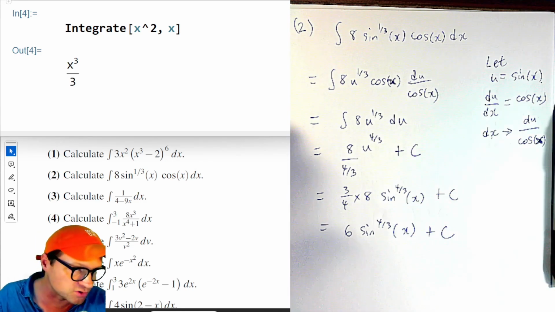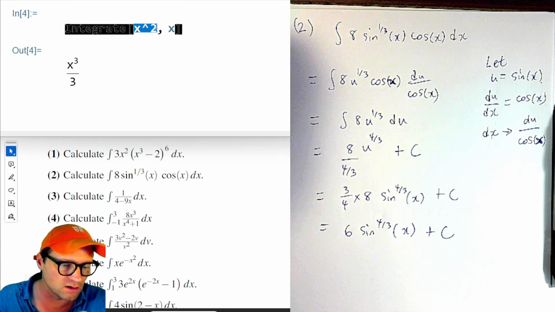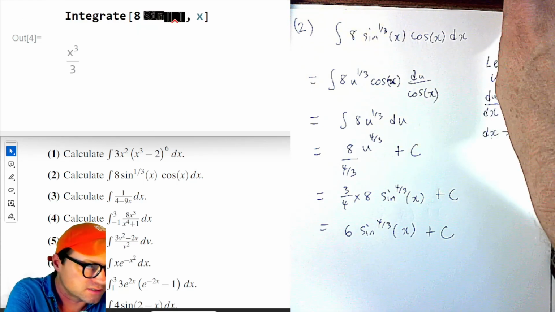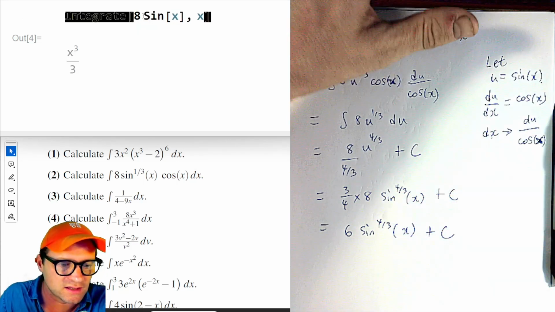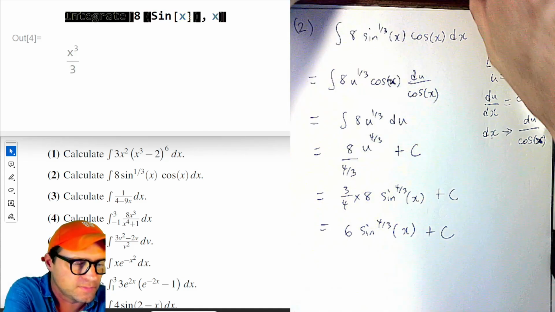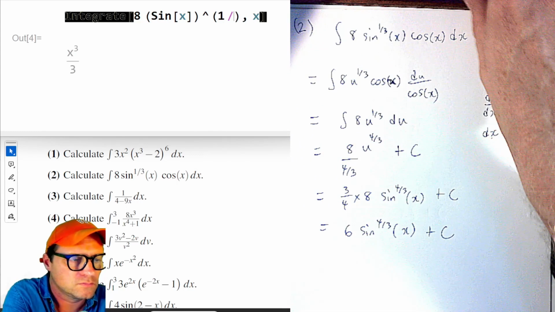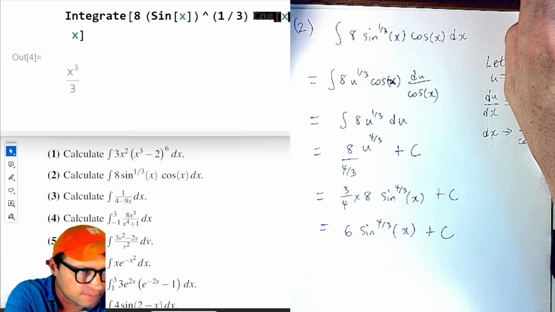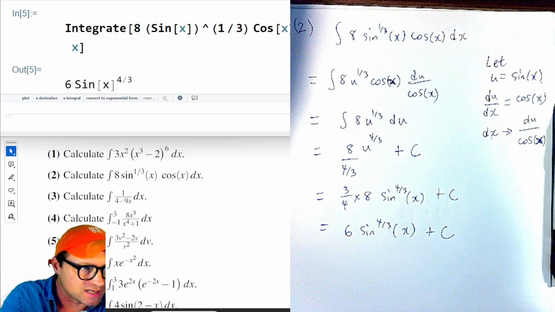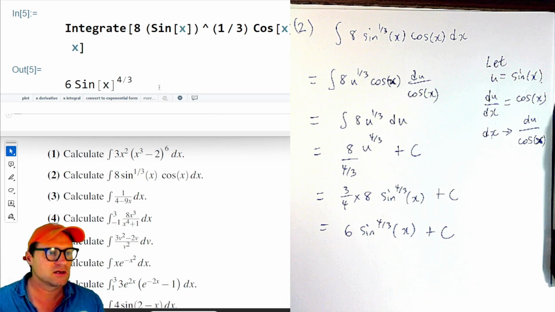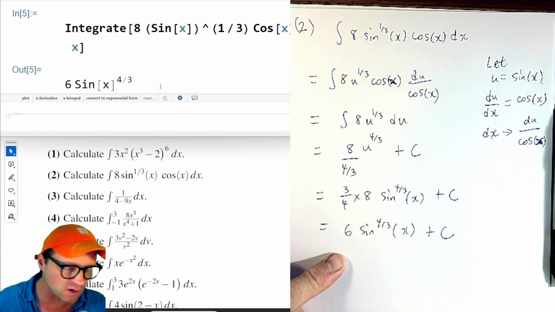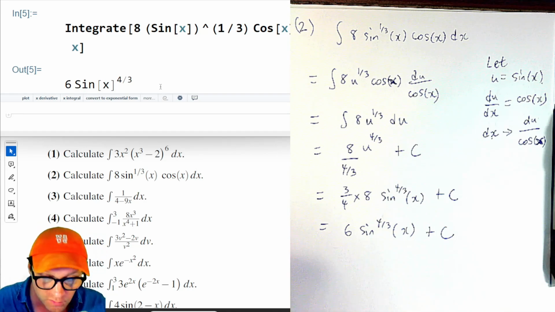All right, so let's just double check here with Mathematica, because this is a tricky one. So I will enter in here 8 sine of x. And now I want to take that to the power of 1/3. And then multiply by cos of x. Okay, integrating with respect to x, what do we get? 6 sine x to the power of 4/3. And that's exactly what we have here. Now remember, Mathematica leaves off the plus c, but you shouldn't, because it should be there.